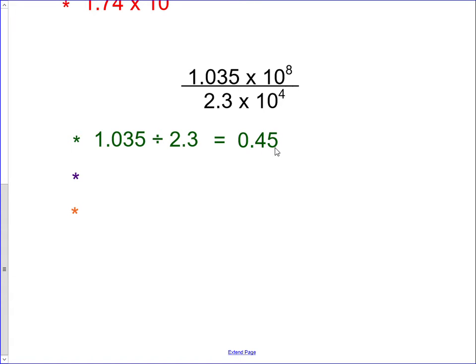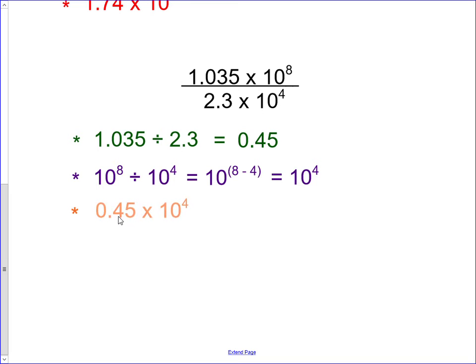0.45. Then we're going to divide 10 to the 8th by 10 to the 4th. Well, I know since the base is the same and I'm dividing, I'm going to subtract the exponents. So I would have 10 to the 8 minus 4 power, which is the same thing as 10 to the 4th power. Now we're going to rewrite it in scientific notation. So we would have 0.45 times 10 to the 4th power.